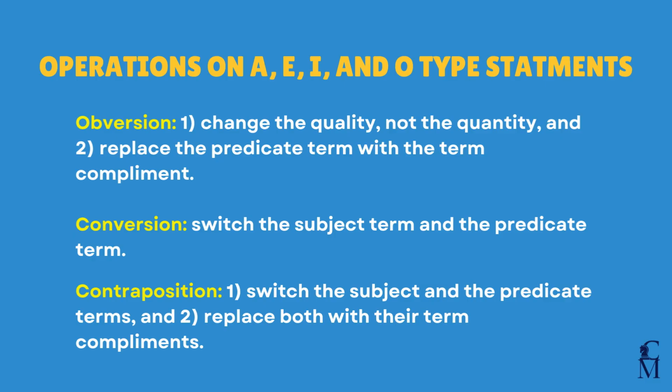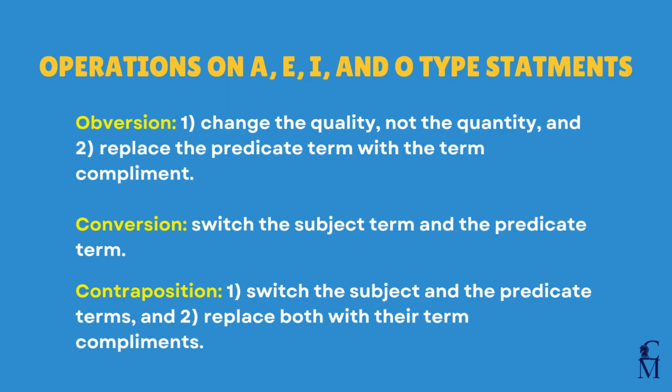Moving on to the topic of obversion, conversion, and contraposition. Obversion, conversion, and contraposition are operations that are performed on standard form categorical statements. They are rules that are used to transform a standard form categorical statement into another type of categorical statement. The operation or rule of obversion has two steps. The first step is to change the quality, not the quantity, of a standard form categorical statement.